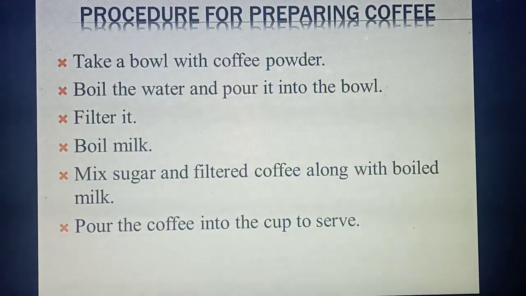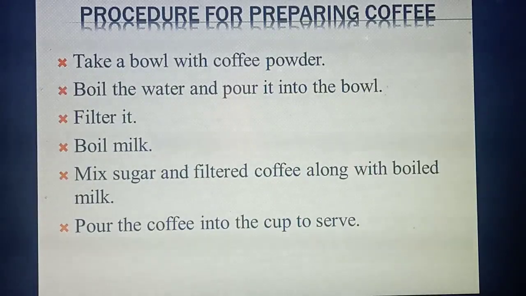From starting to end. To prepare a coffee, what's the first step? You need to take a bowl. No need to mug this up, just read it one time. You take a bowl with coffee powder. Then you boil some water and pour that water into the bowl. Second step: filter it. Then boil the milk. After boiling, mix the sugar and filtered coffee along with the boiled milk. Then pour the coffee into a cup to serve the customers.